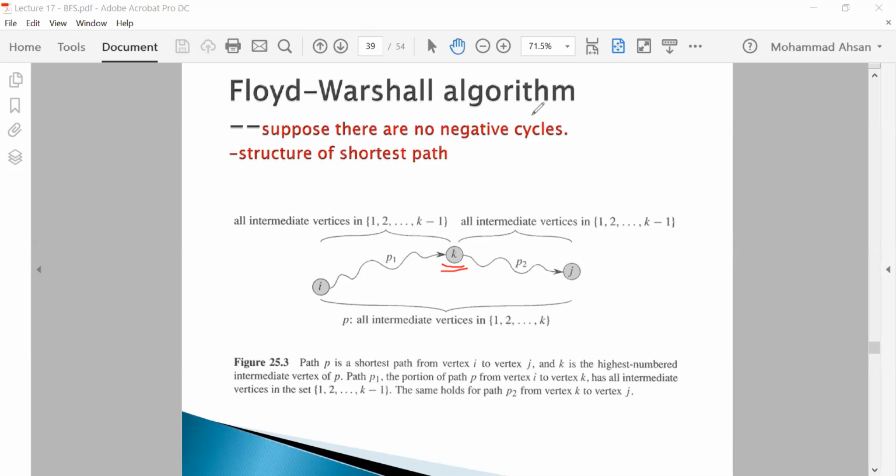Then what happens when I have two vertices? I check all the possibilities of going between i and j through one or two. I'll get to the example. I think that will be better that way.